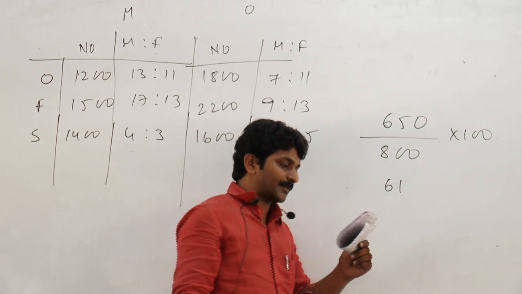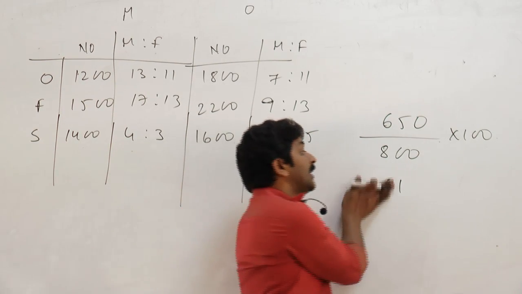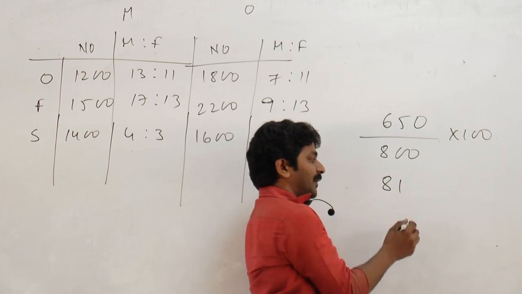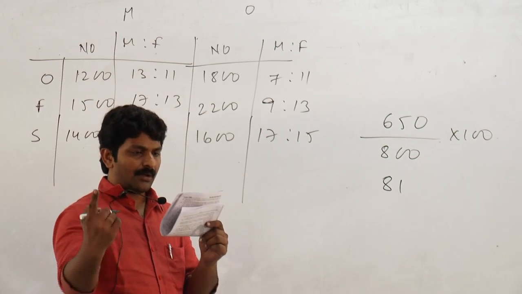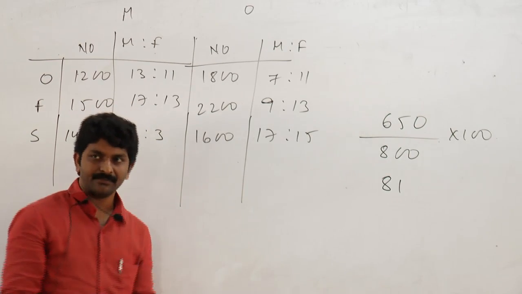How many options are there? 8 kada? Right. 81% and above. How many options we have? You have only one. 81.25.